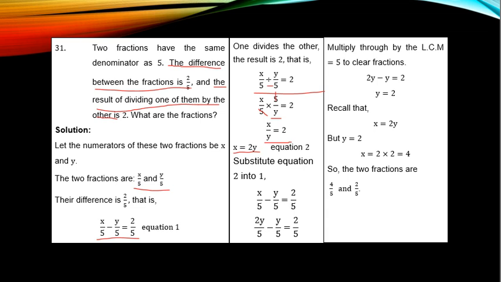Substitute equation 2 into equation 1. That means you have to bring equation 1 first, which is this.